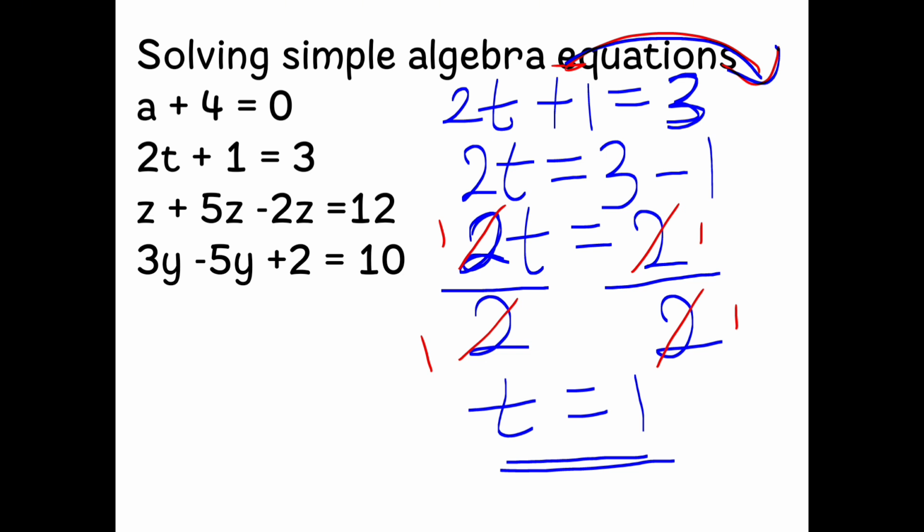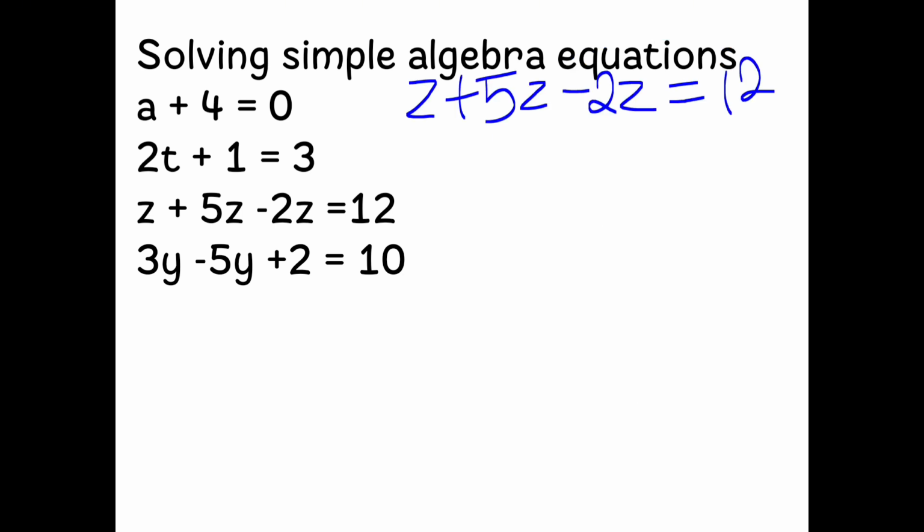Very good. So this is the other question. It says z plus 5z minus 2z equals 12, right? Very good. So what do we do here? We have one z here, just one z.